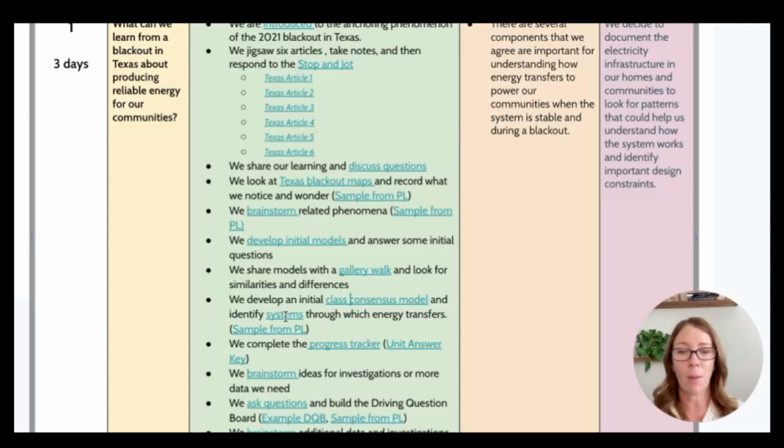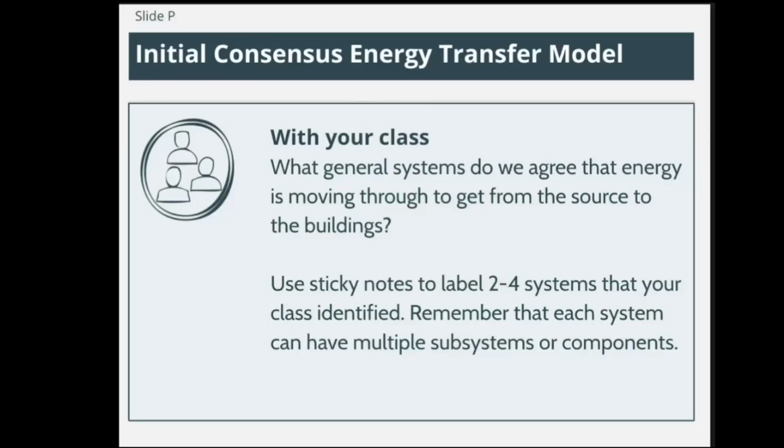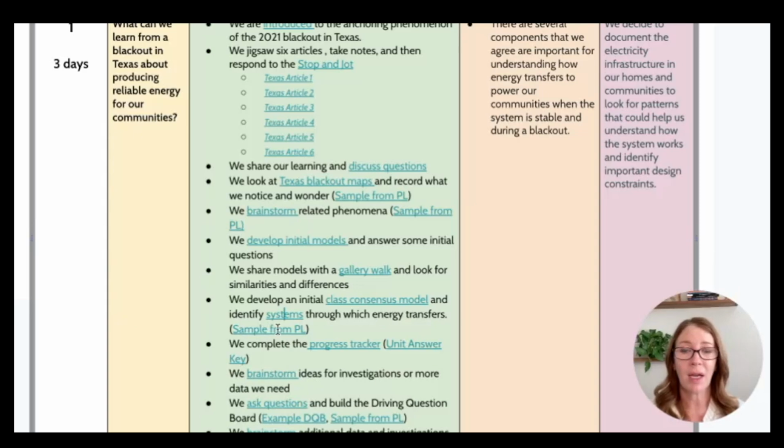There is guidance in the teacher edition to develop that term systems in the context of this phenomenon. We use 2 to 4 labels to identify those systems, which would be the system of energy production or energy source, where that energy transfer is happening, and where the destination is. And remember that systems can have multiple subsystems.